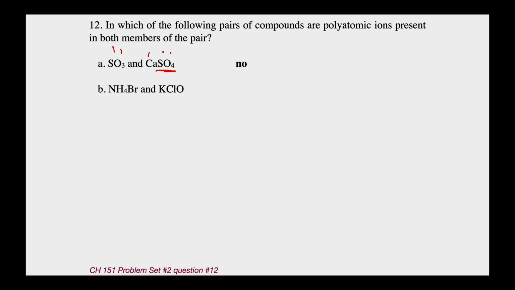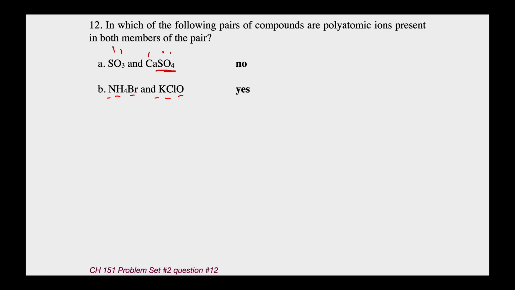Now on B, we don't have that problem. The first compound has nitrogen, hydrogen, and bromine, 3 types of atoms. You bet that's going to have a polyatomic ion. And the second one, potassium, chlorine, and oxygen, yep, that's going to have one too. So on B, both of them do have a polyatomic ion.